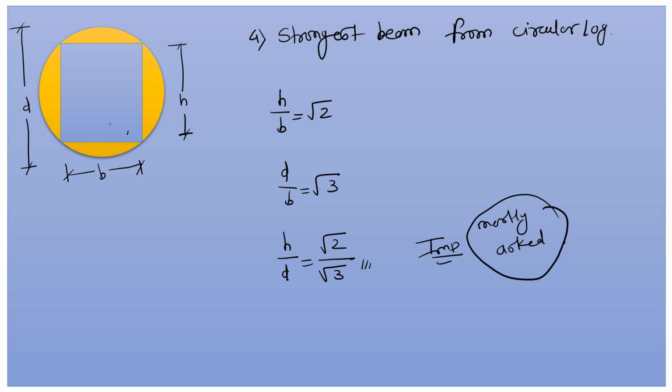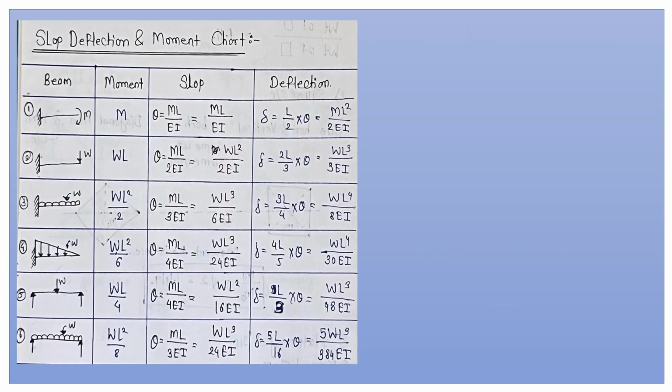Then next is the slope, deflection and moment chart. In that, first is the cantilever beam with point load, second cantilever beam with UDL, third cantilever beam with UDL, fourth cantilever beam with UVL, then fifth is simply supported beam with point load, and sixth is simply supported beam with UDL. Okay, the moments of these beams.